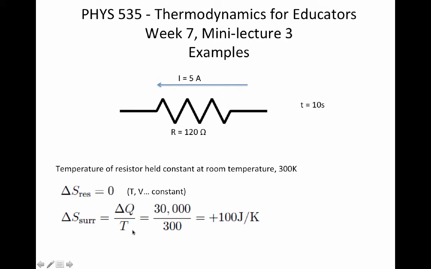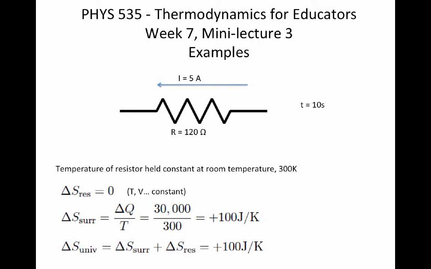How much heat flows into the surroundings? Well, the change in entropy is just equal to delta Q over T. Remember, the surroundings are held at constant temperature T, so we're using the formula for an isothermal process. The total heat that flows into the surroundings you can get from the standard formula for the heat dissipated by a resistor, which is equal to I squared R, where I is the current and R is the resistance, times the time for which the current is flowing. If you plug in the numbers, you'll get that delta Q is equal to 30,000 joules, and 30,000 divided by 300 gives you a total change in entropy in the surroundings of plus 100 joules per Kelvin.